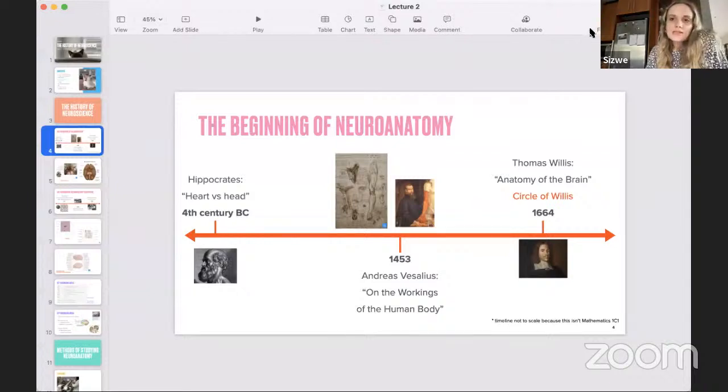The next person we had, in 1664, was someone named Thomas Willis, who very cleverly started to look at the anatomy of the brain. This probably meant he cut up some dead bodies to look at them, but we're not here to put Thomas Willis on trial. We're just here to say, well done, Thomas Willis, and move on. He also came up with the concept of the circle of Willis, which you're going to see on the next slide, which is a collection of blood vessels and connections in the brain. And let's look at them here now.